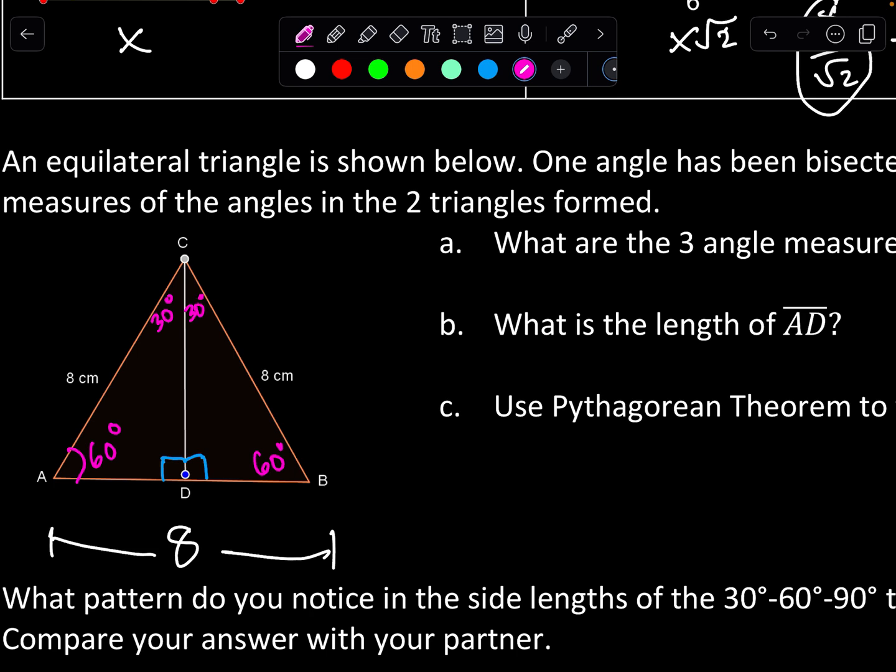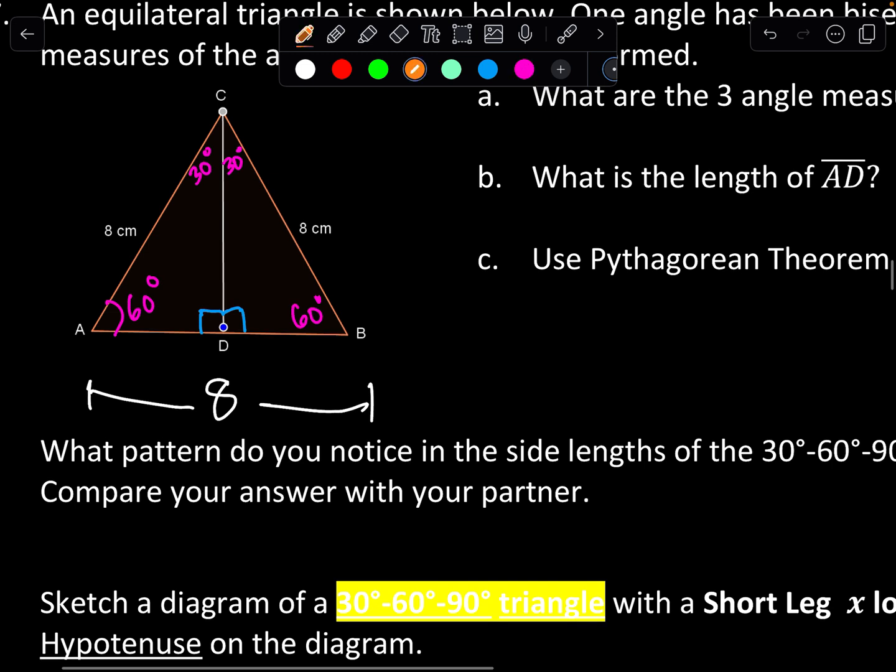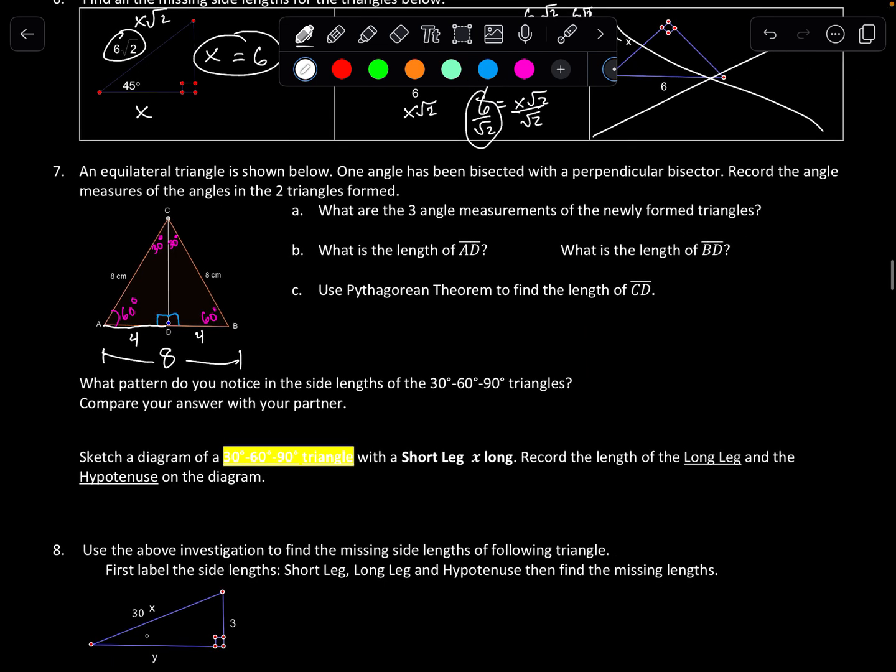All right, so we've got our hypotenuse. What is our short leg here then? Well, if this is all 8, what is this length right here? It's 4, it's half of it. Therefore, this is also 4. And if we have 2 sides now, so we just found the length of AD. I haven't really been following the directions here. What are the 3 angle measurements of the newly formed triangle? It's a 30, 60, 90. And what is the length of BD? BD is also 4.